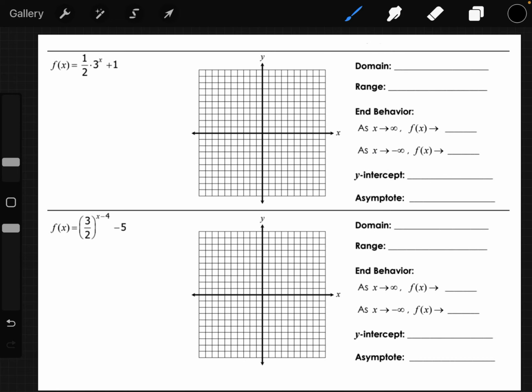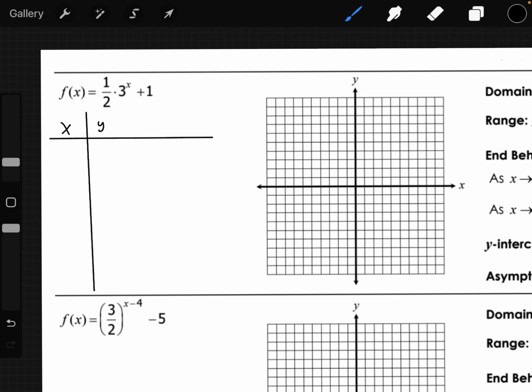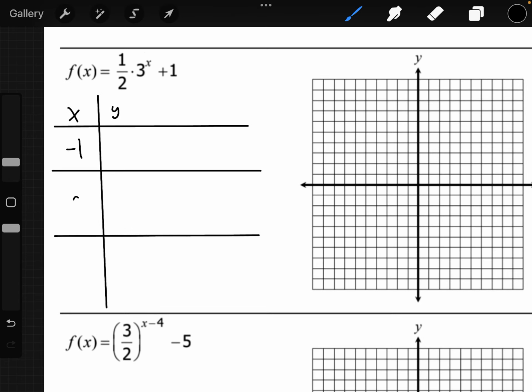So here are 2 examples using transformations. We'll start with a set of x values and some y. So when x equals -1, 0, and 1, we'll be able to find the general shape of the graph. So when x equals -1, f of x equals 1/2 times 3 to the power of -1 plus 1. So that simplifies to 1 2/3.